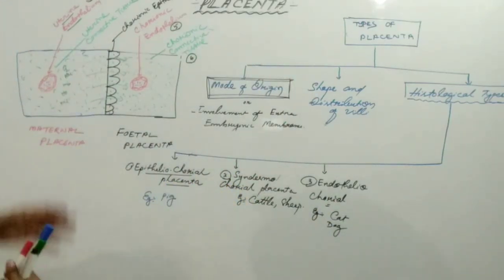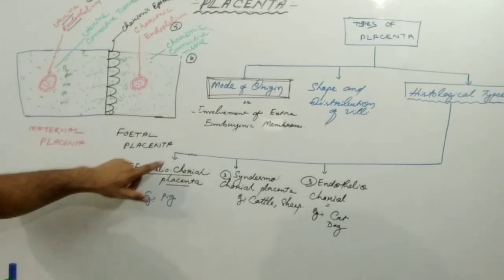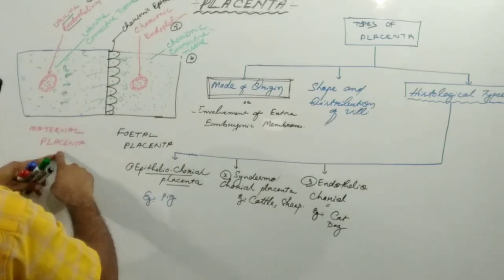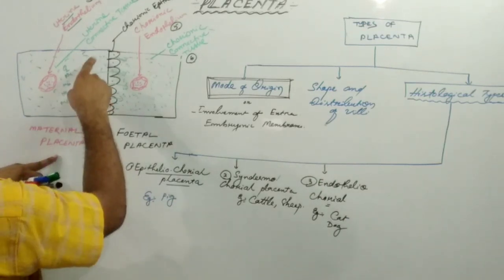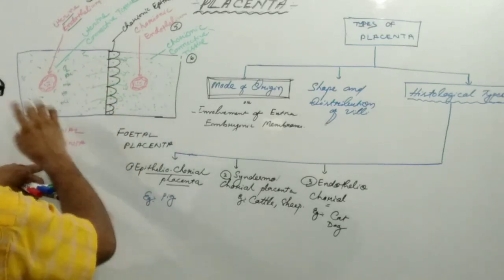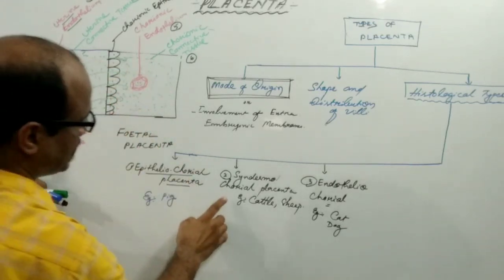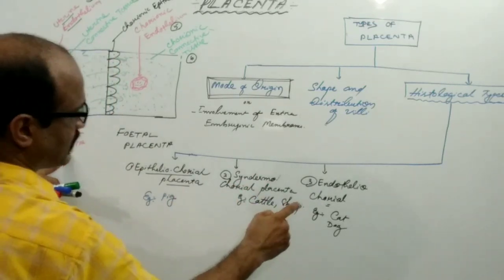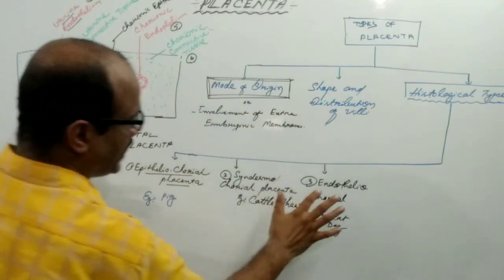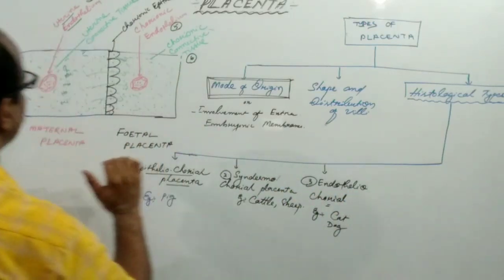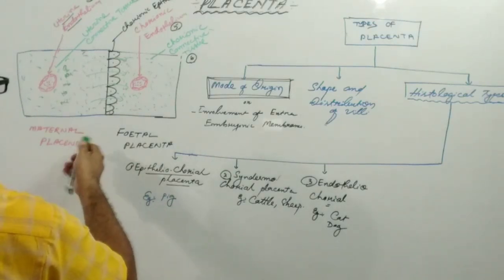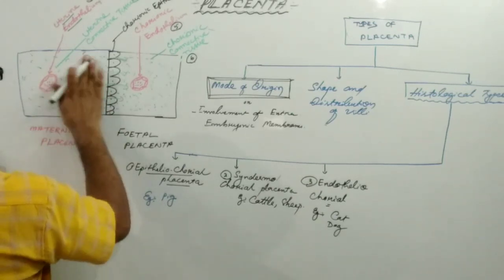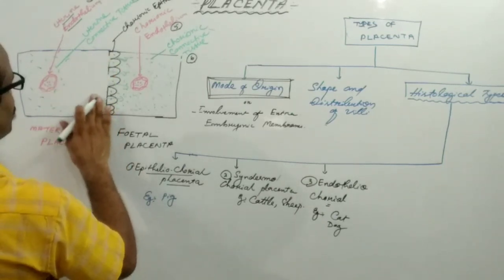When 6 barriers are present, the placenta is known as the epitheliochorial placenta. If the epithelium of the uterus, the endometrial epithelium, is destroyed or broken down, then only 5 barriers are present. Such a type of placenta is known as the syndesmochorial placenta. And now another barrier may break down in case of endothelial placenta. In endothelial placenta, the connective tissue of the uterus breaks down.